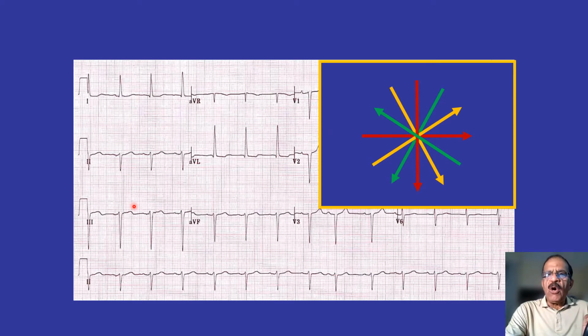1, 2, 3 are almost always upward in normal people. But if there is axis deviation, then if 2, 3 and AVF are negative, there would be axis deviation.